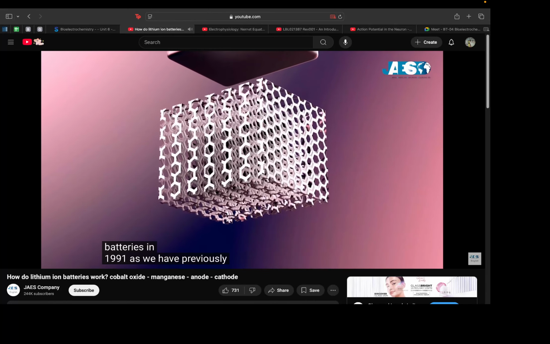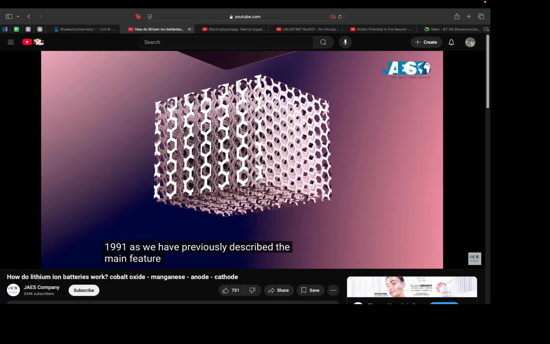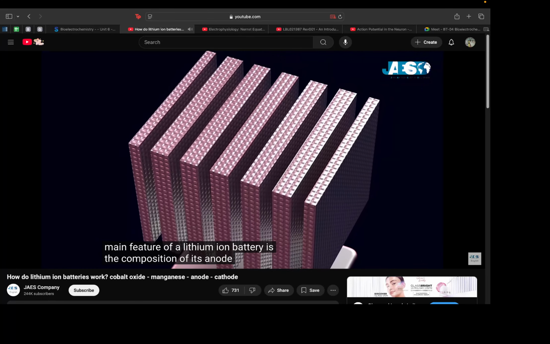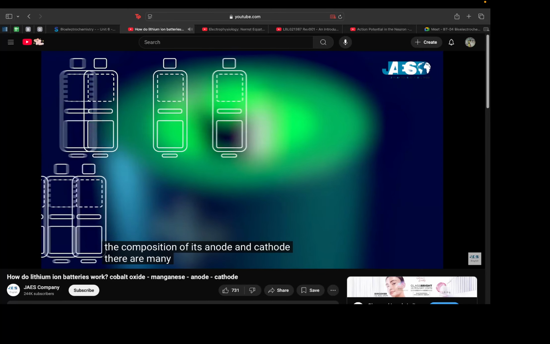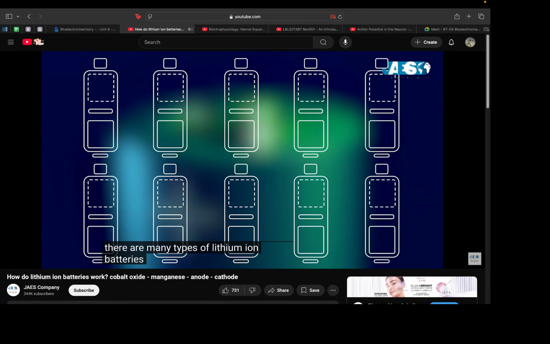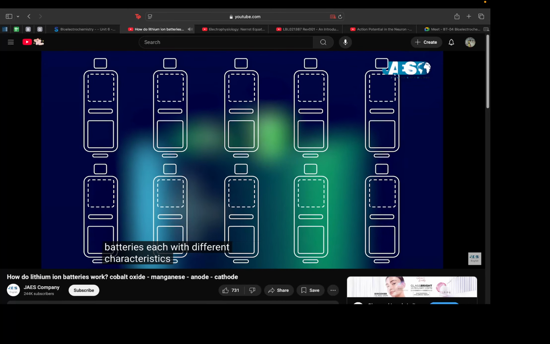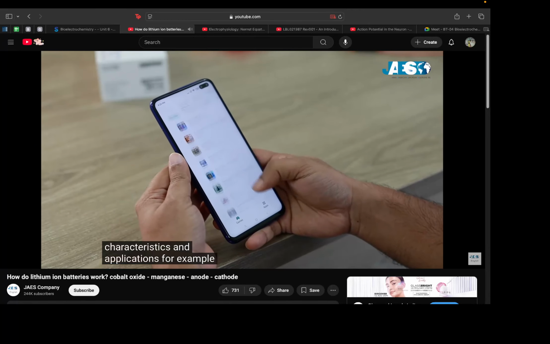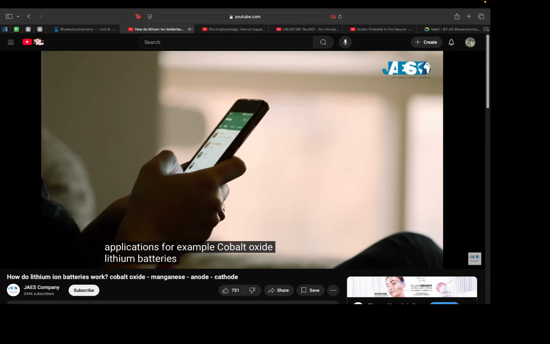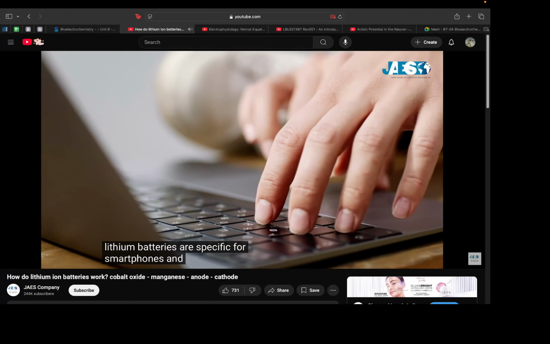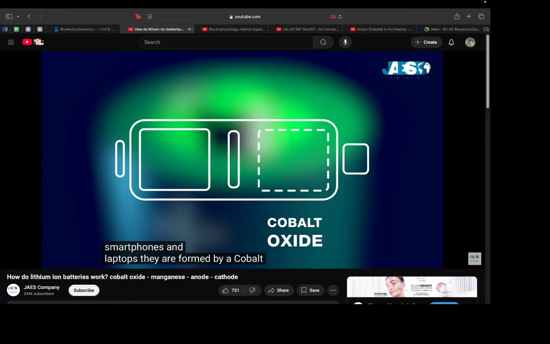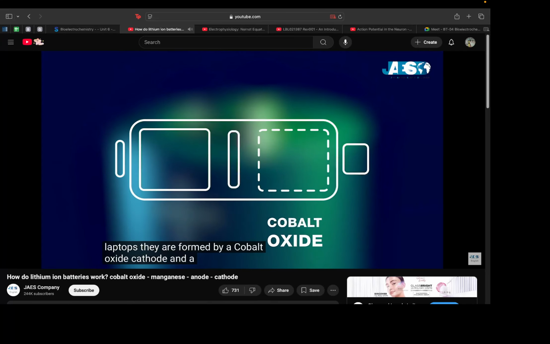As we have previously described, the main feature of a lithium-ion battery is the composition of its anode and cathode. There are many types of lithium-ion batteries, each with different characteristics and applications. For example, cobalt oxide lithium batteries are specific for smartphones and laptops. They are formed by a cobalt oxide cathode and a graphite anode.